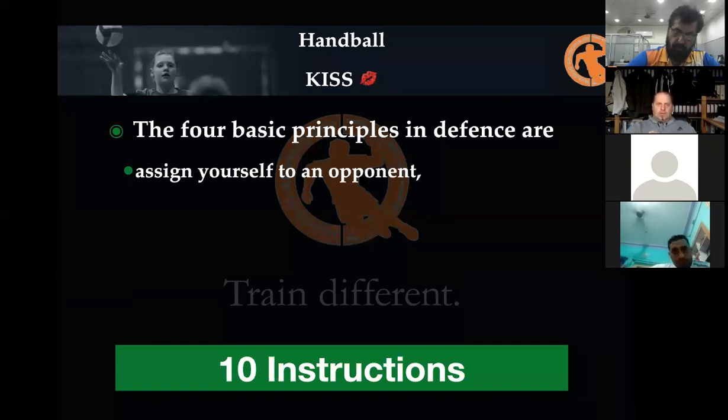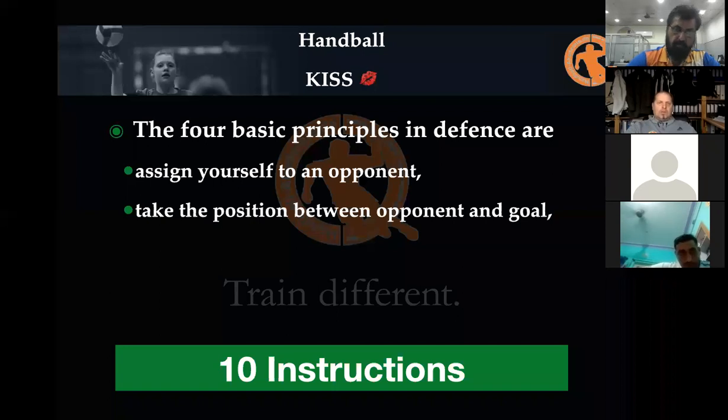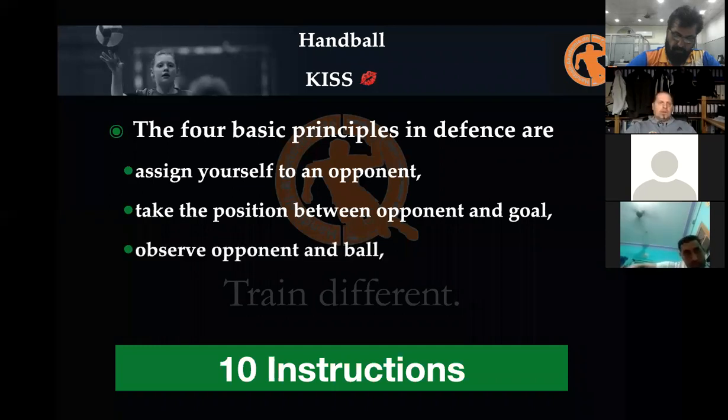In that assignment, always try to take the position between opponent and goal. This is the basic position for defending. This is the position to get in contact with the opponent. This is the position that we use because the attacker wants to go to the goal and the defender is in that way. Third is observation of opponent and ball.